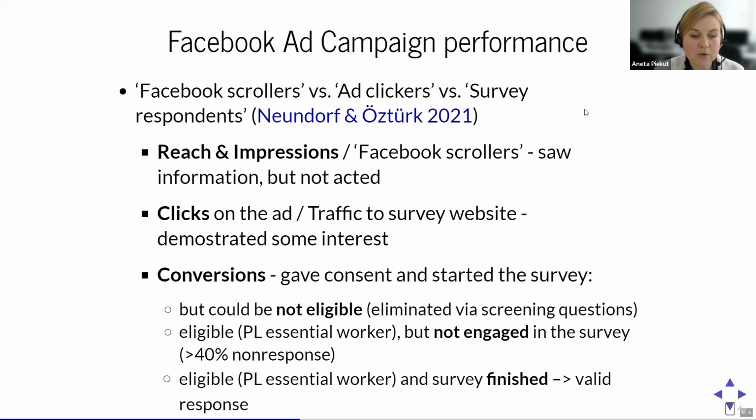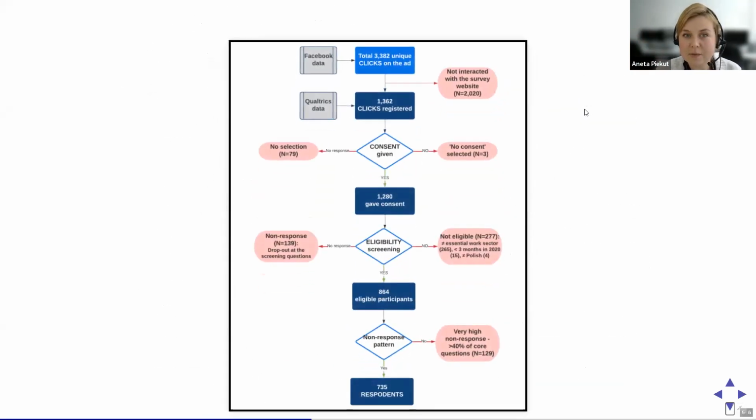And the final note to the couple of bullet points at the end: there were also some people who were eligible to take part in the survey, were essential workers, clicked on the consent, went through the eligibility questions, but then didn't answer, like maybe stopped answering the questionnaire after answering 2 or 3 questions because something happened or decided that this is boring. So there were some participants who were not engaged, so we could count them as unit non-response. So the final people who answered the questionnaire are our valid respondents. And this flow chart summarizes these numbers.